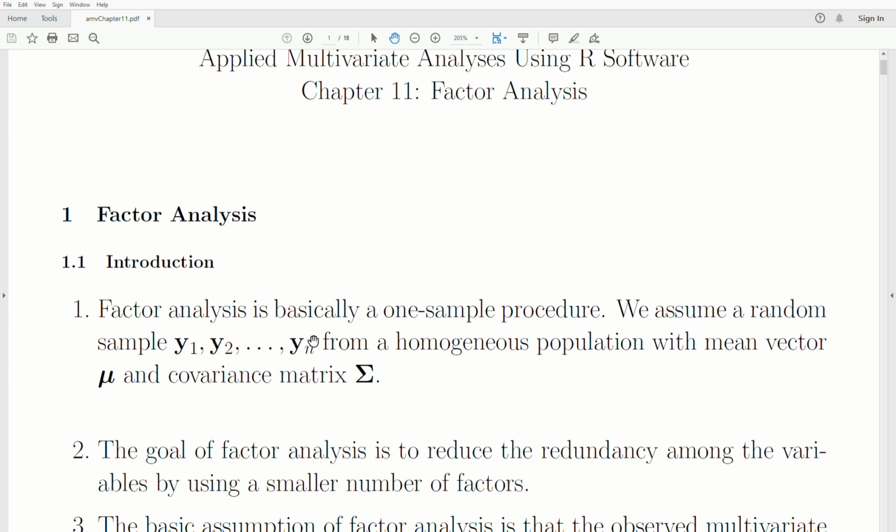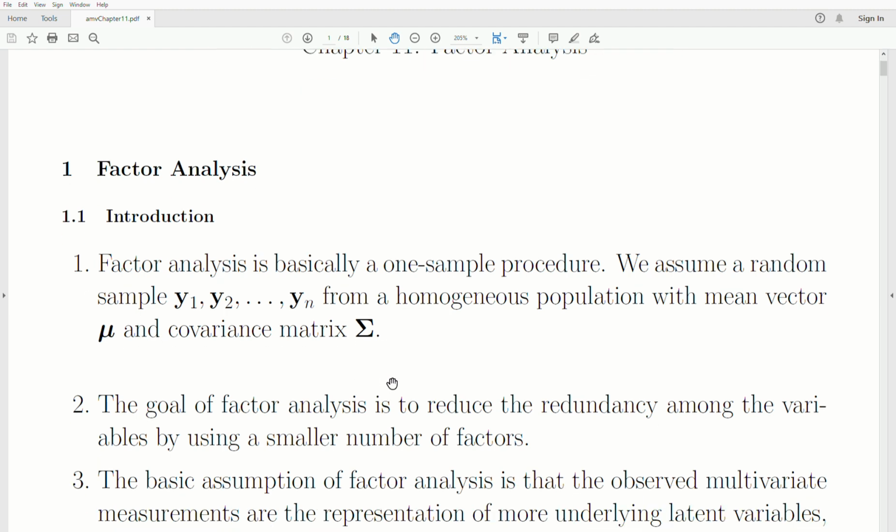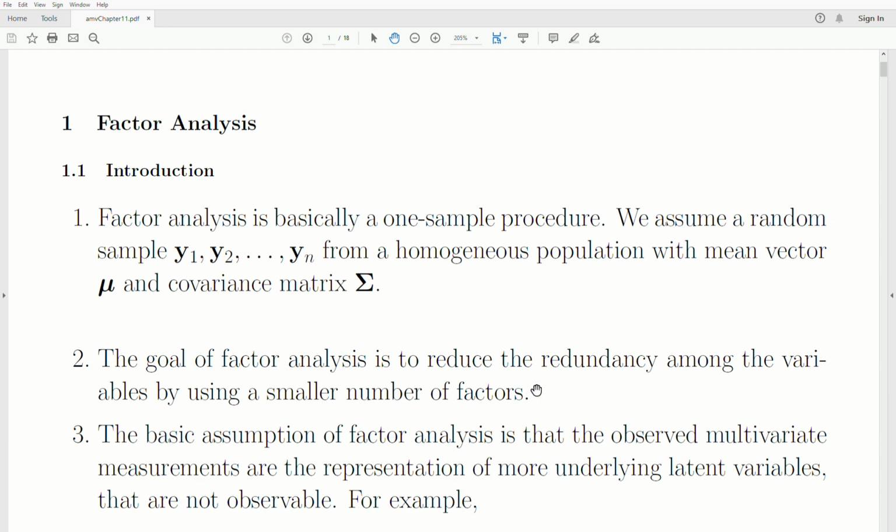Factor analysis is basically a one-sample procedure, and we assume a random sample of size n. So each observation is a vector. We're collecting p different pieces of information on each observation, and it's from a homogeneous population with mean vector mu and covariance matrix sigma. Now, the goal of factor analysis is to reduce the redundancy among the variables by using a small number of factors.